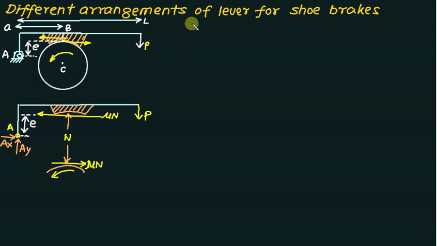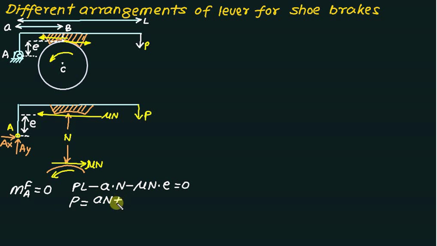So if we take the moment balance about point A, that equals 0. The total length is L, so P multiplied by L is the clockwise moment, so positive value. N multiplied by this distance equal to A is anticlockwise moment, so this is A multiplied by N. And this mu into N has a perpendicular distance equal to E, which makes anticlockwise. So this is minus mu times N multiplied by E equals 0. From this we can calculate the value of P: this whole term will come to the right side, P is equal to A times N plus mu times N multiplied by E, divided by L.